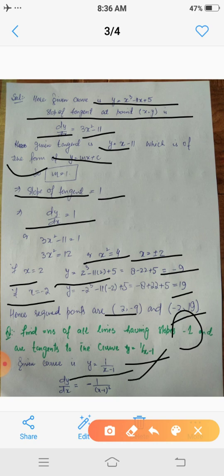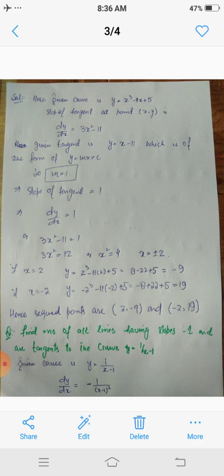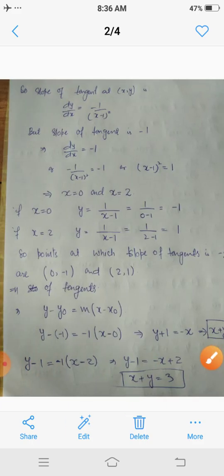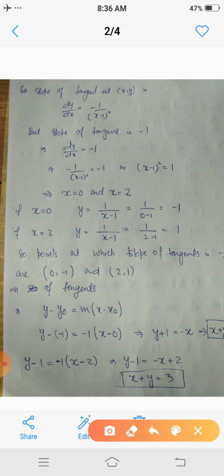Now its derivative, by using the quotient rule of differentiation, is simply given by dy by dx equals minus 1 upon (x minus 1) whole square. So this dy by dx is the slope of the tangent at any arbitrary point x, y, which is minus 1 upon (x minus 1) whole square.